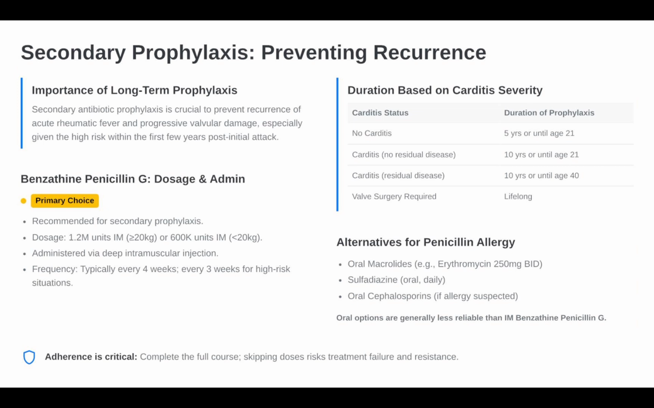The duration of prophylaxis is tailored to the severity of the initial episode and the presence of cardiac involvement. If there was no carditis during the acute rheumatic fever episode, prophylaxis continues for 5 years or until 21 years of age, whichever is longer. If there was carditis but no residual rheumatic heart disease, it is extended to 10 years or until 40 years of age, whichever is longer. And if there is carditis with residual rheumatic heart disease, prophylaxis must be lifelong. For patients with penicillin allergy, oral alternatives like sulfadiazine or macrolides are available. However, ensuring adherence to this long-term regimen is a significant challenge requiring strong patient and family support.